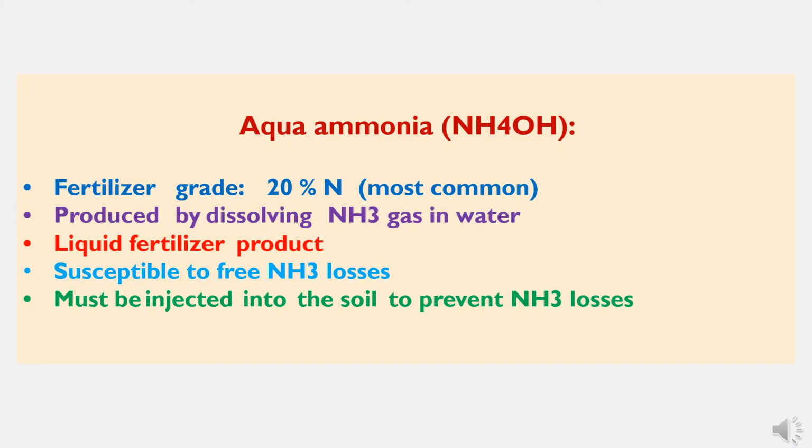Another nitrogenous fertilizer is aqua ammonia, which has a nitrogen content of 20%, the most commonly available content in this fertilizer. It is produced by dissolving ammonia gas in water, and it comes under the liquid fertilizer category. It is susceptible to ammonia losses, and it must be injected into the soil to prevent ammonia losses.